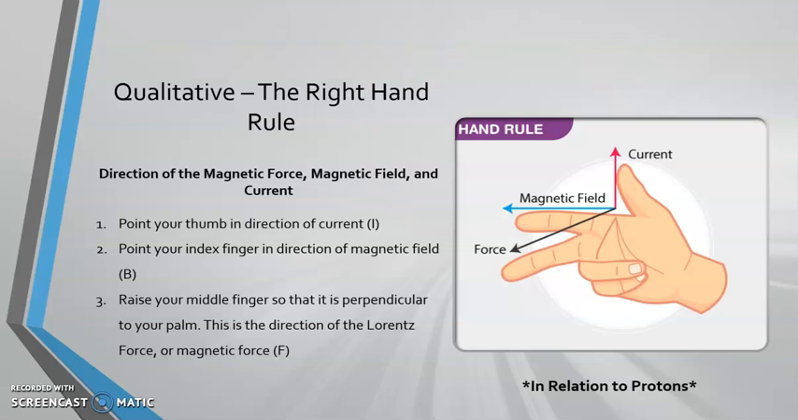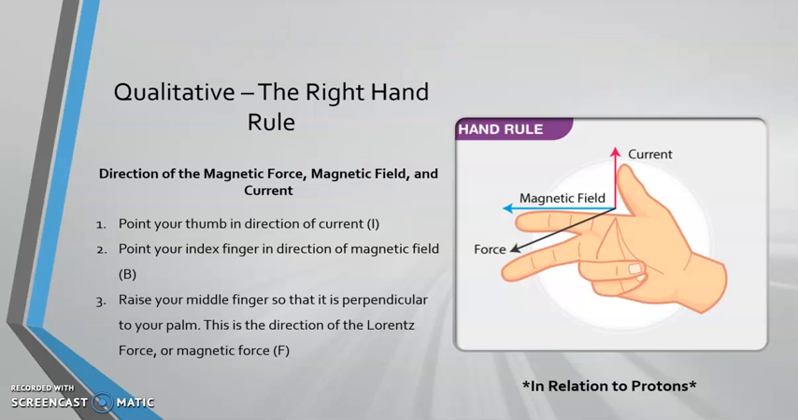Point your index finger in the direction of the magnetic field. That will be B. And once you have those 2 fingers pointed, you just raise your middle finger so that it's perpendicular to your palm. And wherever that finger is pointing, that is the direction of the Lorentz force, or F.